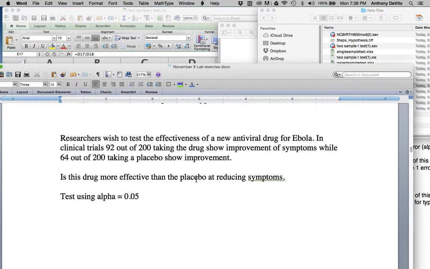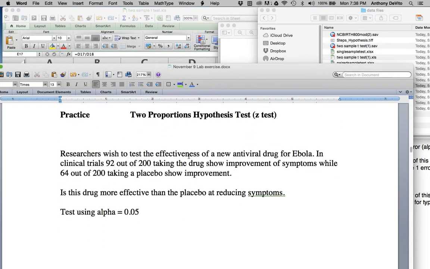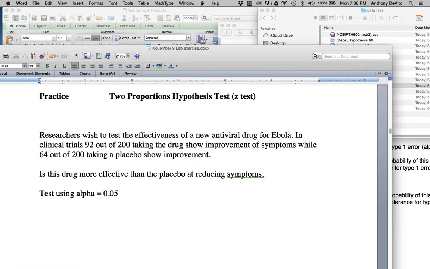In addition to these. Okay, so let's take a look at the two proportions hypothesis test. Researchers wish to test the effectiveness of a new antiviral drug for Ebola in clinical trials. 92 out of 200 people taking the drug showed improvement, while 64 out of 200 taking the placebo showed improvement.